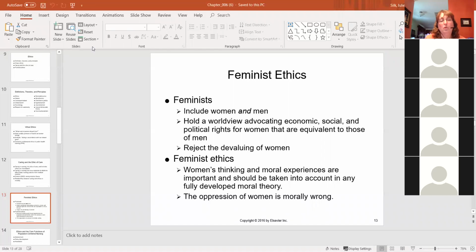One of the things I remember seeing recently in the news that makes me think about feminist ethics is the U.S. women's soccer team. They have been in court trying to fight for equal pay compared to what the men's U.S. soccer team gets paid. So they're still fighting that out because they're trying to get equal rights compared to what the men have.